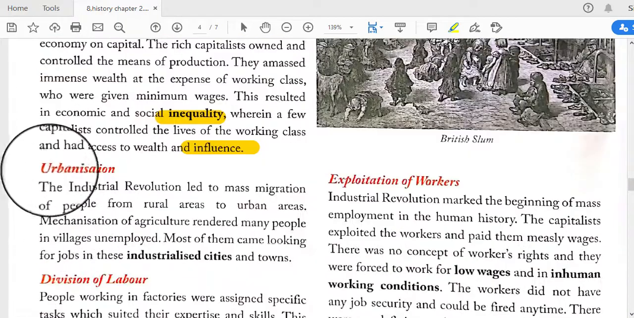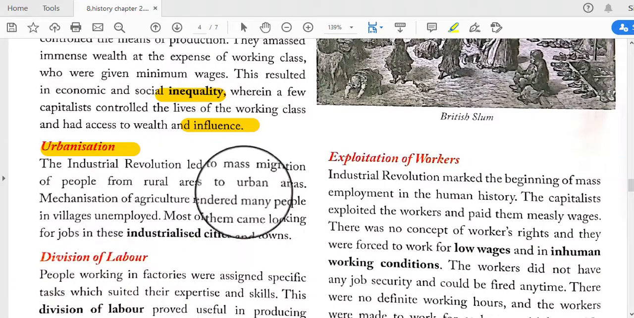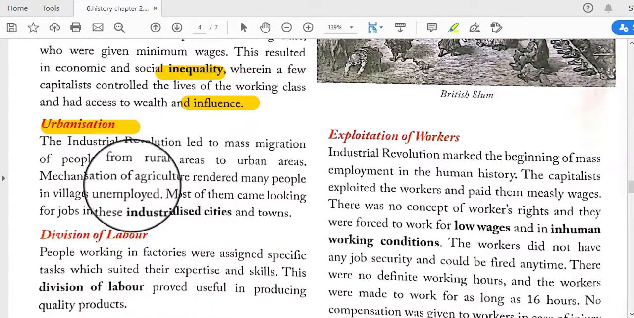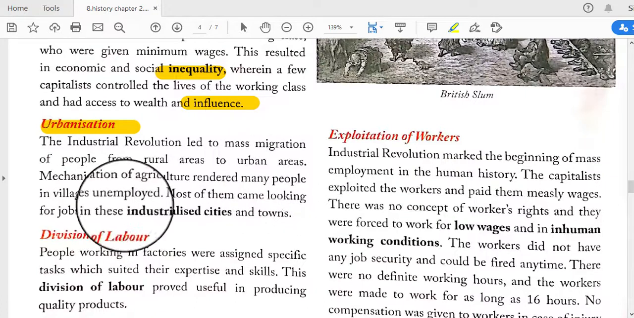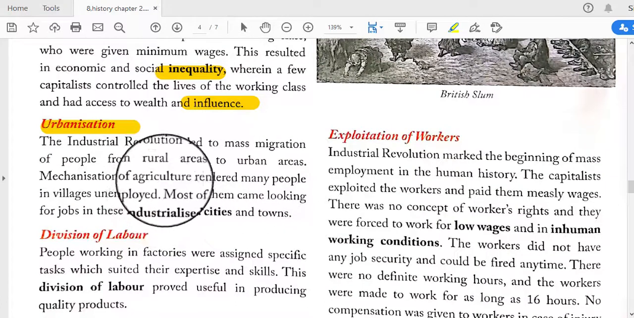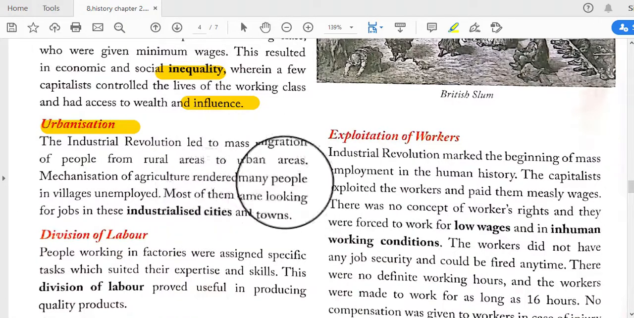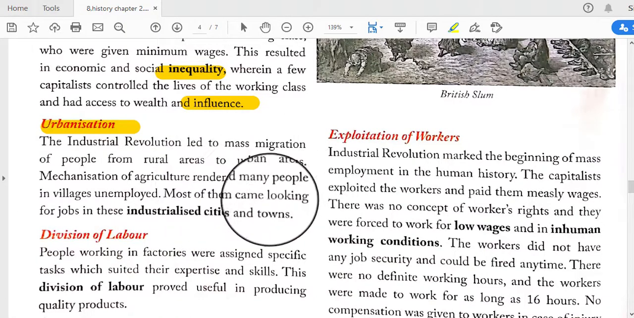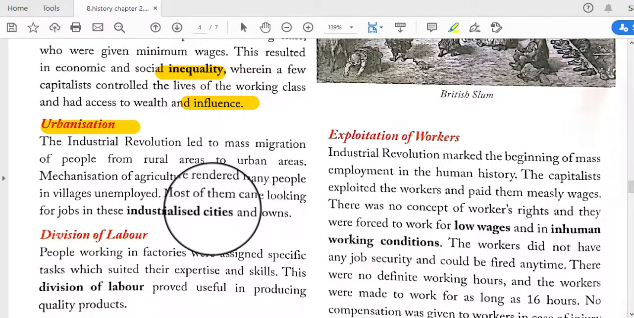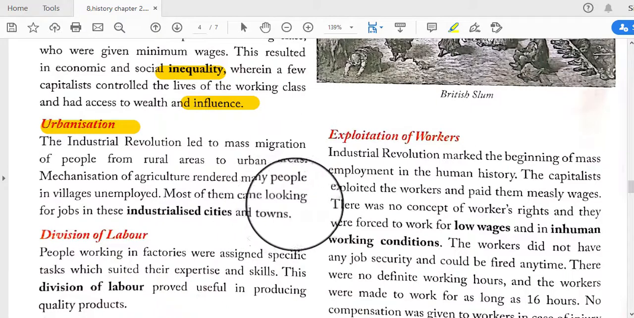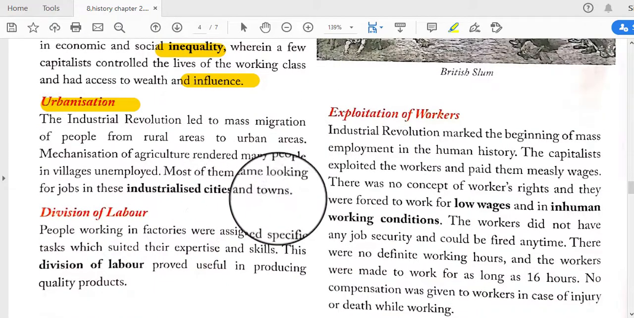Next is urbanization. The Industrial Revolution led to mass migration of people from rural areas to urban areas, and mechanization of agriculture rendered many people in villages unemployed. With this industrial activity, many people left their agricultural work and came into the cities and joined industrial activity, and most of them came looking for jobs in the industrialized cities and towns.